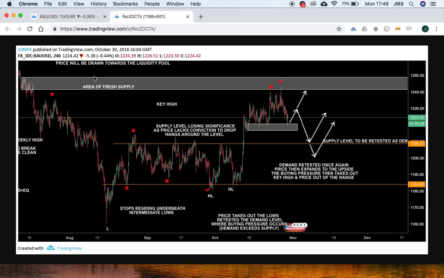And also the first area of supply above the price. What we also have is the top right underneath the intermediate lows. Boom, boom. Both intermediate lows over here, but these are the most important lows, in my opinion. And then demand was tested again, expands to the upside, the buy pressure takes out the high, and price breaks out of the range.